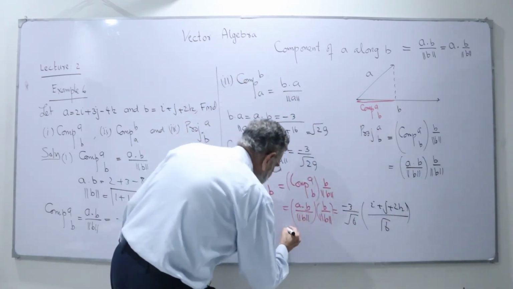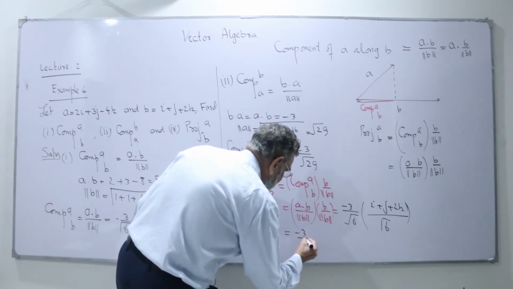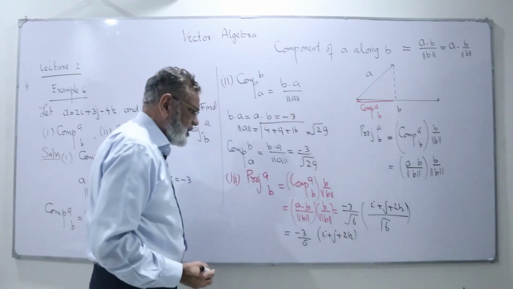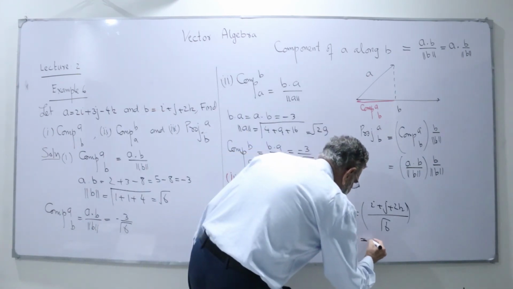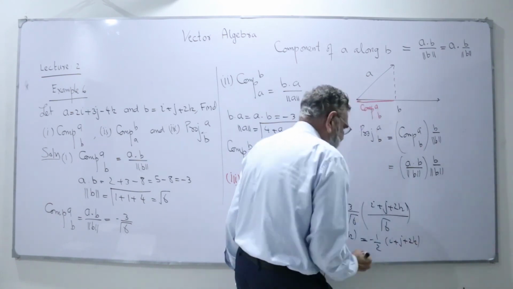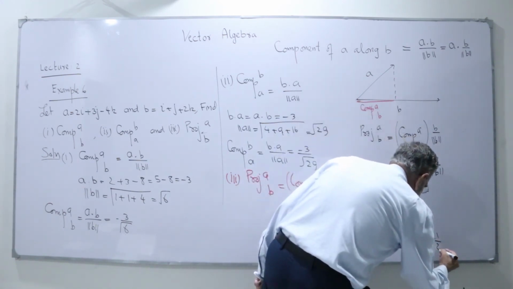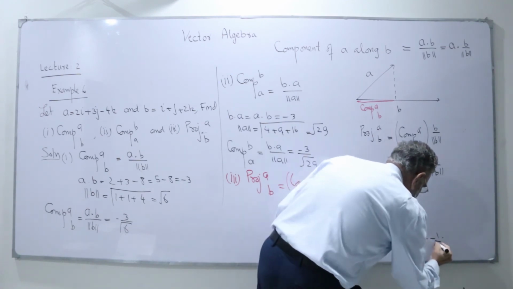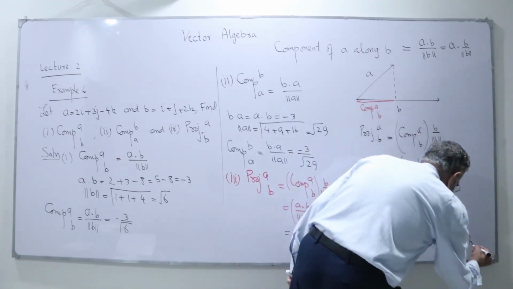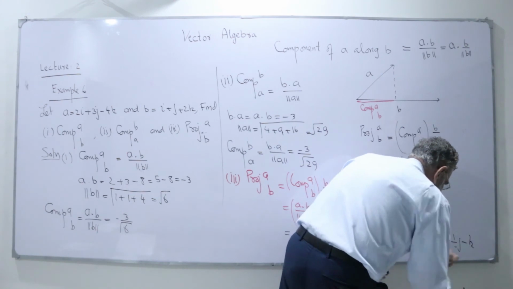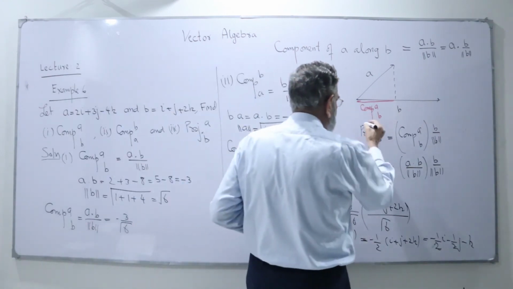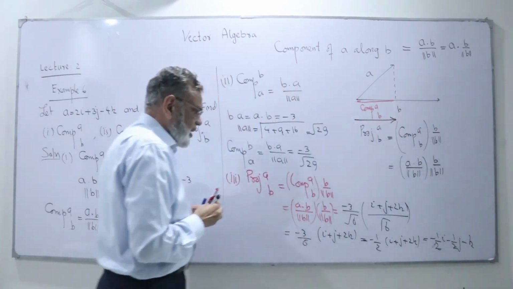Then 3 root of 6 becomes 6, times i plus j plus 2k. Then minus 3 over 6, we simplify it, is minus 1 over 2 times i plus j plus 2k. Simplifying further, we get minus 1 by 2 i, minus 1 by 2 j, then minus k, because we divide 2 by 2, that gives me 1. And this is the projection of A. The projection is a vector.